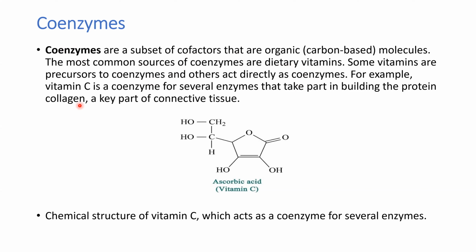coenzymes, or sometimes these vitamins act directly as the coenzyme. One of the most common examples is vitamin C, which is known as ascorbic acid. It takes part in building the protein collagen, a key part of connective tissue. So if there is a deficiency of vitamin C, it damages the enzyme activities involved in building the protein collagen, which is helpful for connective tissues.